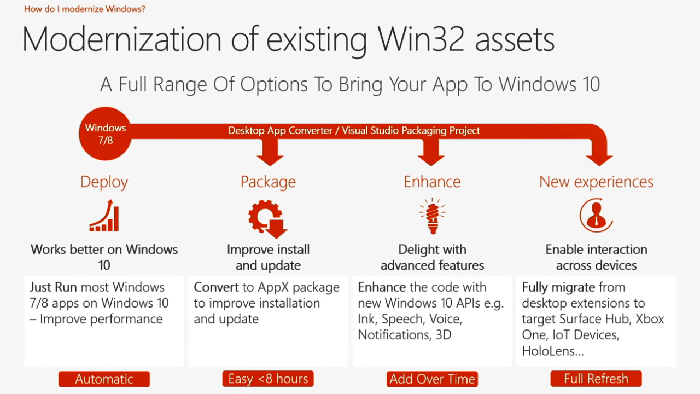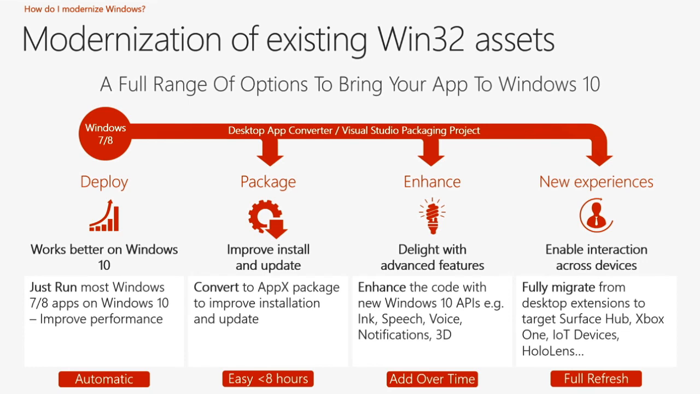So to start through this modernization process, what we recommend is that you start with the first step, which is converting your Win32 app to what we call a Centennial app using the desktop app converter. Once you put it through the converter, you're going to get an AppX package that you could upload into the Store for Business and manage the update and install of your apps very easily through the Store for Business.